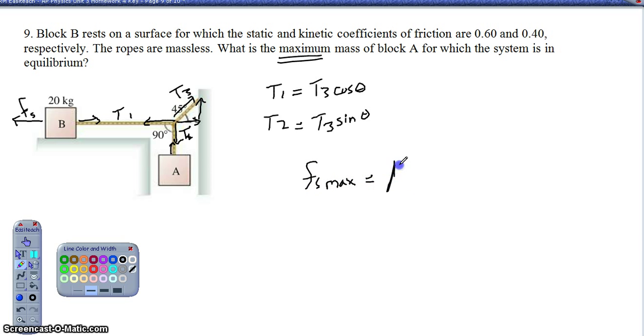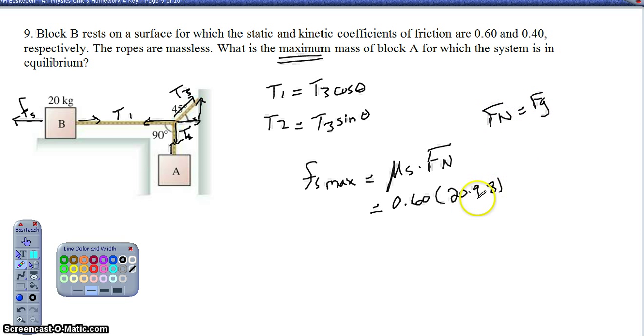Well, static friction is just the coefficient of static friction times the normal force, which is easy enough because it is a level surface, and they give me the coefficient of static friction. So 0.60 times the normal force, so 20 kilograms times 9.8, because the normal force for this problem would be equal and opposite to the force of gravity. So that's why I'm using 20 times 9.8. When I calculate that number, I get about 117.6 newtons. So my maximum frictional force ends up being about 117.6 newtons.